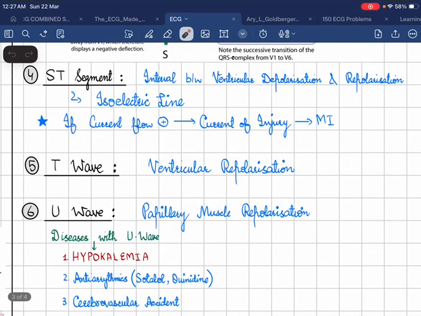Then we have the ST segment. It denotes the interval between the ventricular depolarization and repolarization. It is normally an isoelectric line. If there is a flow of current, it is known as the current of injury. It is typical for myocardial infarction.